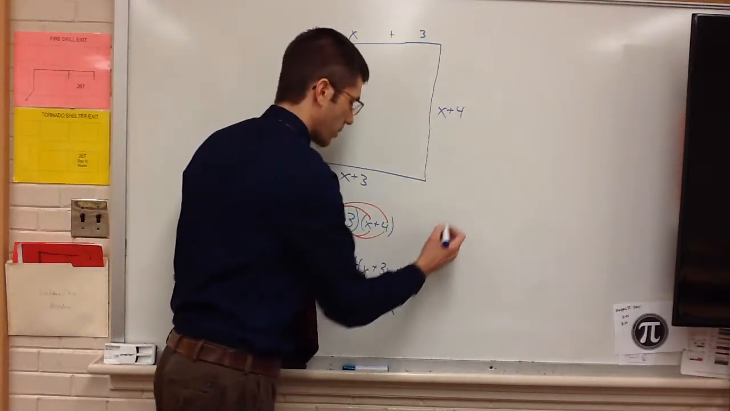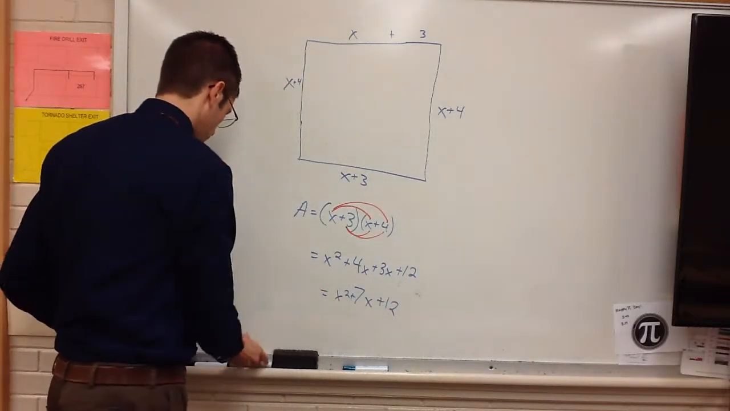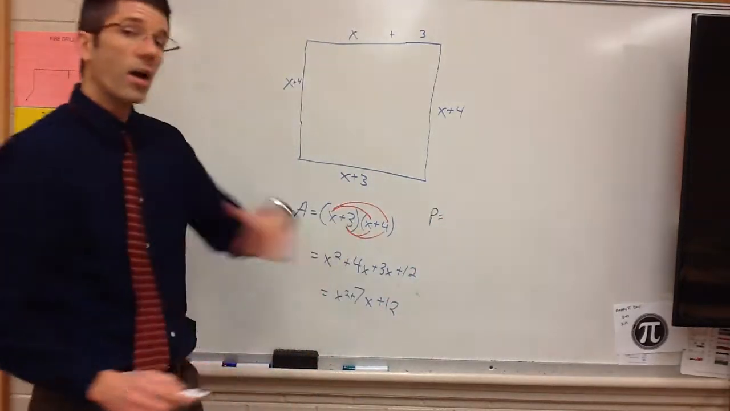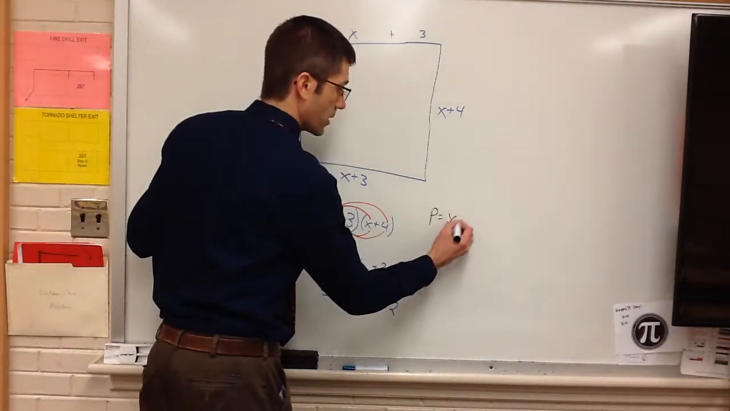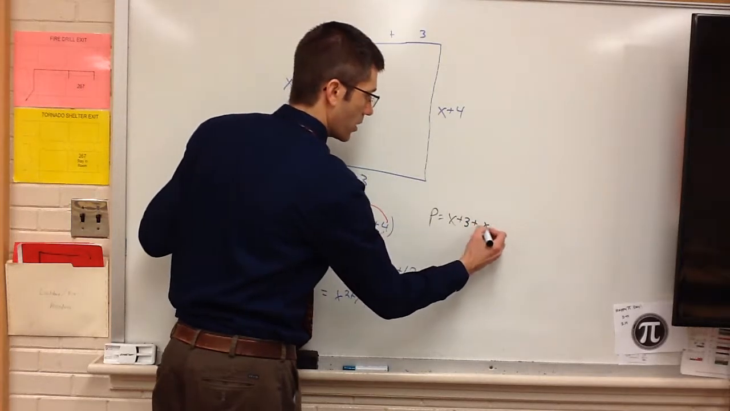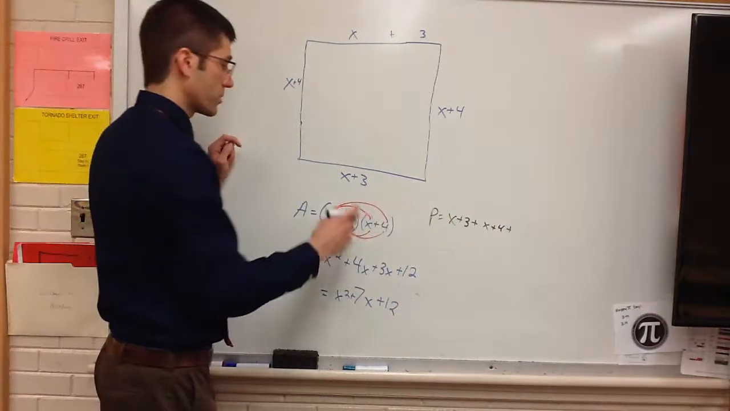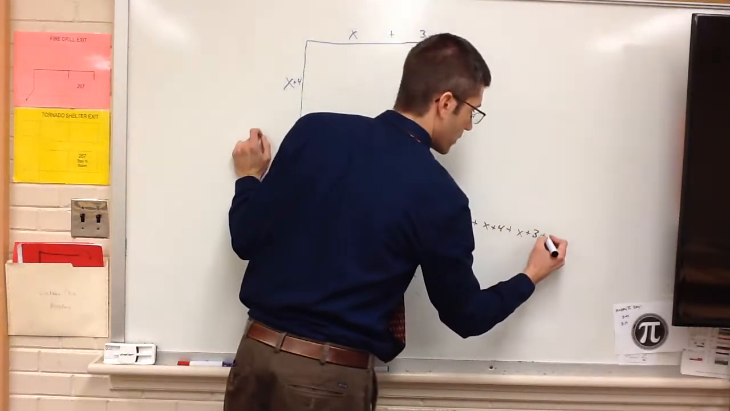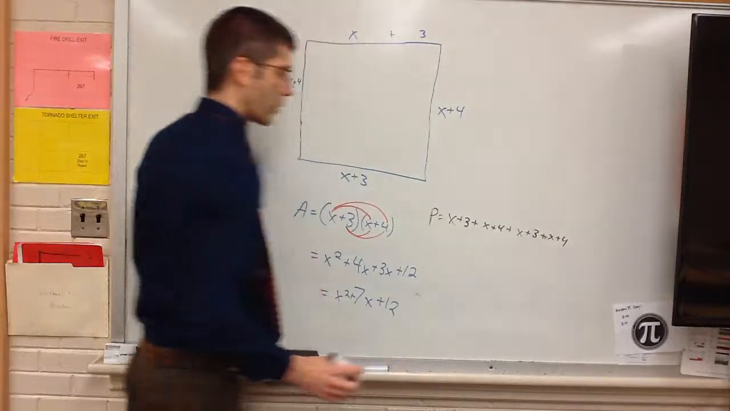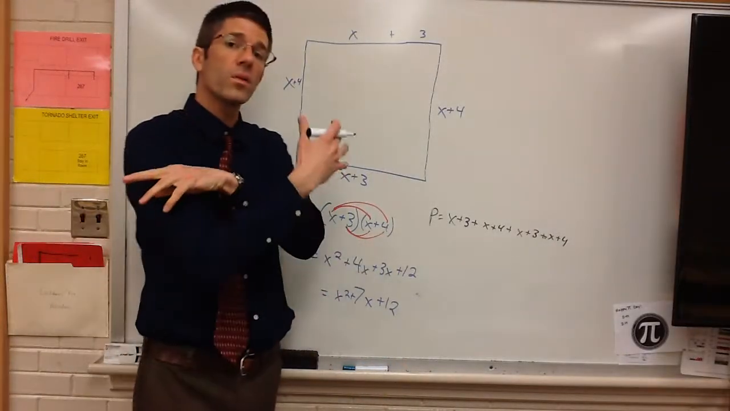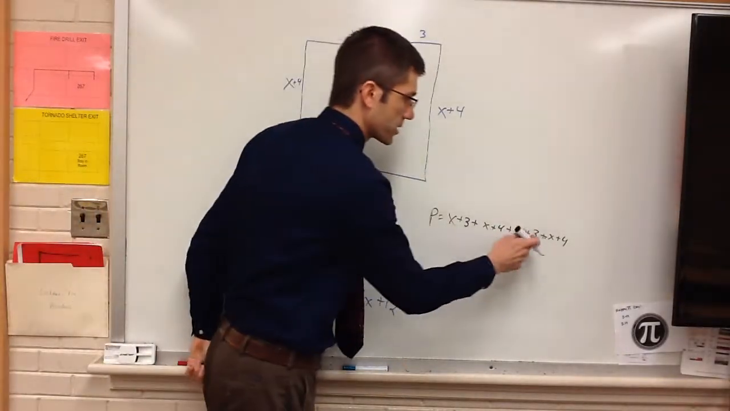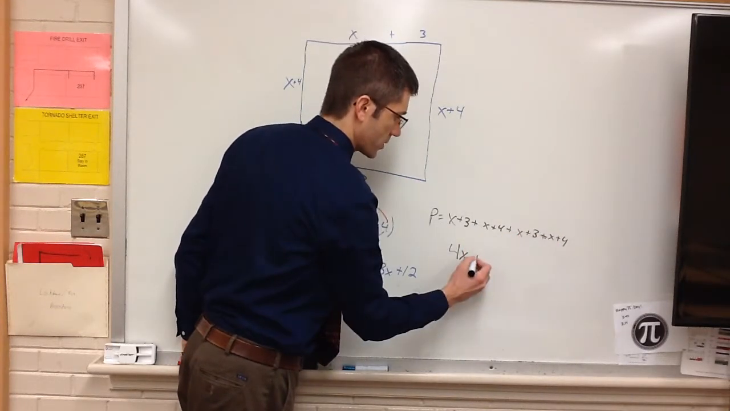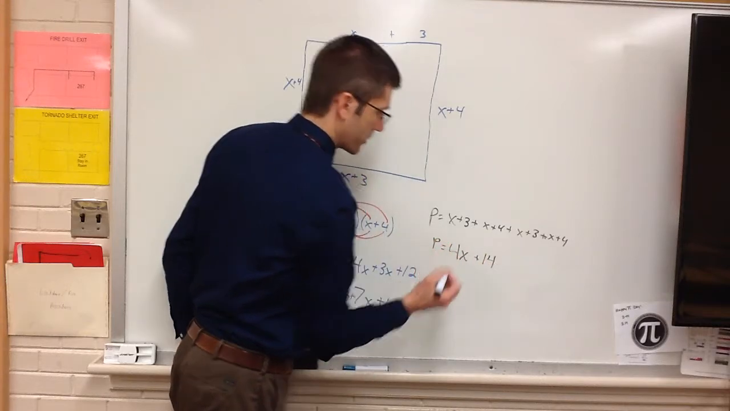I won't erase anything. We'll just write it over here. We'll switch colors there, just because I should. So the perimeter is going to be all the sides added together. So it's x plus 3 plus x plus 4. Put them in parentheses if you want to. x plus 3 again. And x plus 4 again. And we're going to add all the like terms together. x plus x plus x plus x. I have 4 x's. And 3 plus 4 plus 3 plus 4 is 14. So there is our perimeter. That's it.